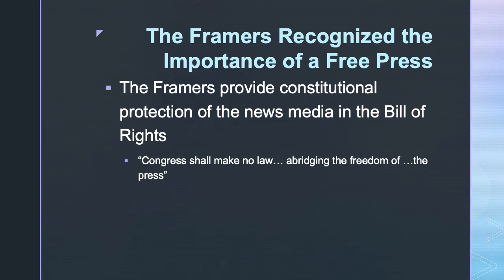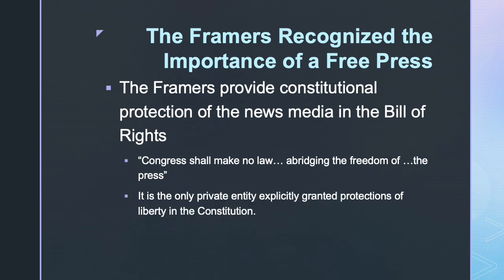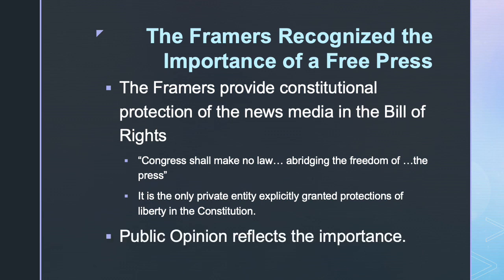And you learned about that when we read Chapter 4 and we did coverage of the civil liberties as it relates to the press. There was a whole section of that in the textbook. And what's really interesting about the constitutional protections that are given to the news media in the Bill of Rights is that the press is the only private entity that is explicitly granted protections of liberty in the Constitution. Most of those liberties go to the individuals or the states, but not to a private entity such as the press. And so it shows you the remarkable aspect of those constitutional protections, that they were willing to extend it to an institution.